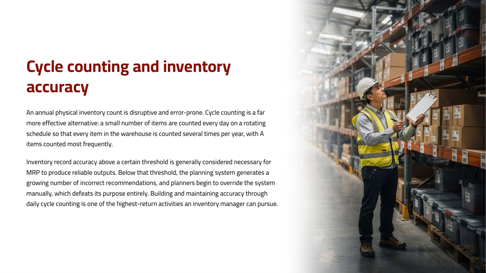When accuracy drops below a certain point, the system starts producing incorrect recommendations, leading planners to override it manually, which defeats the entire purpose. So, consistently building and maintaining accuracy through daily cycle counting is one of the best ways for inventory managers to add value.